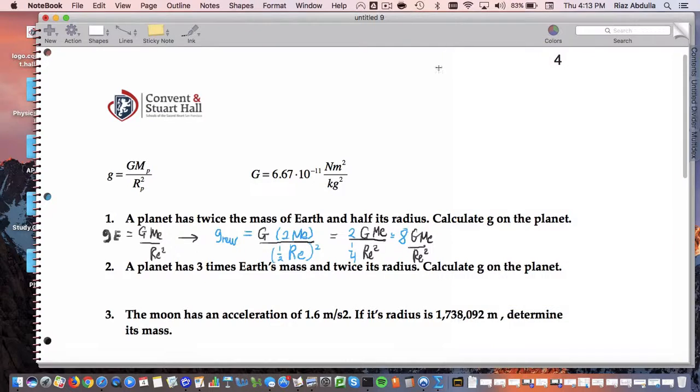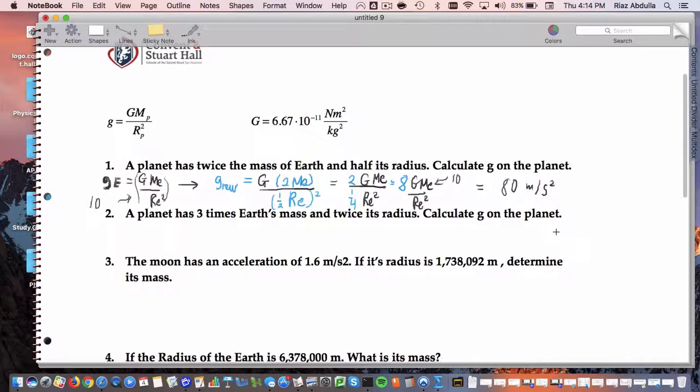And to be clear, this number we established is equal to 10 meters per second squared because we're on Earth. So that means this number is also 10. So we're getting a g equal to 80 meters per second squared on that planet.